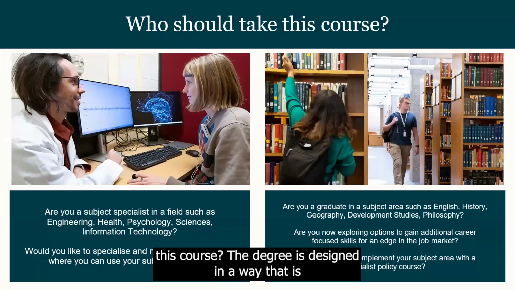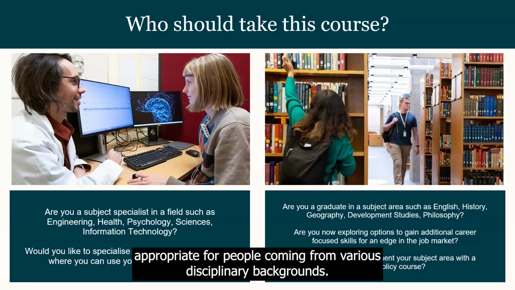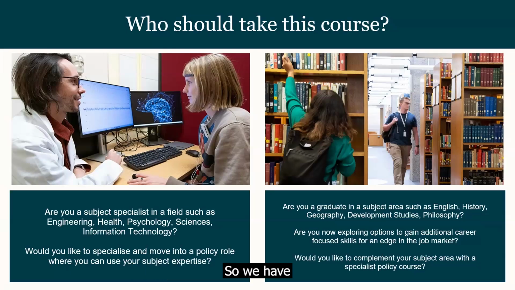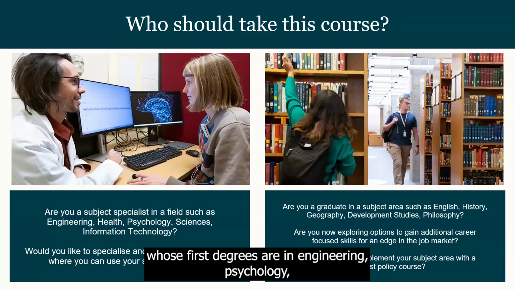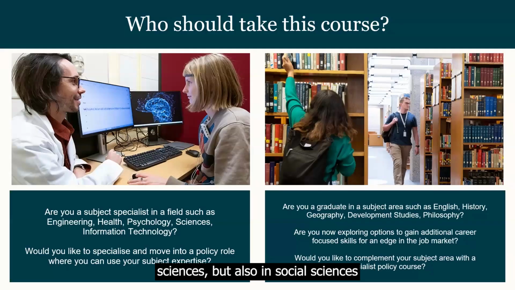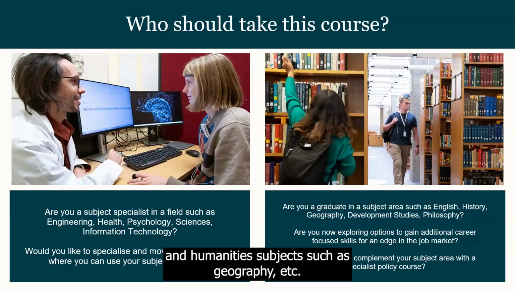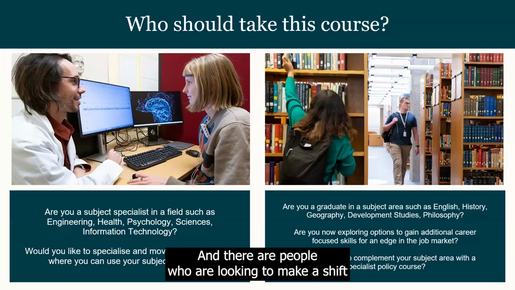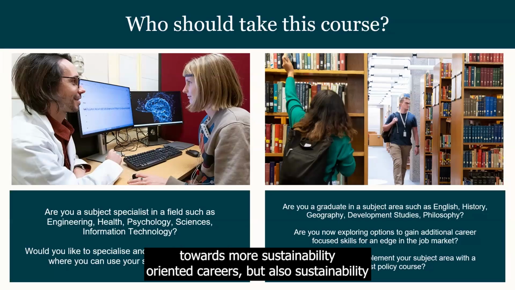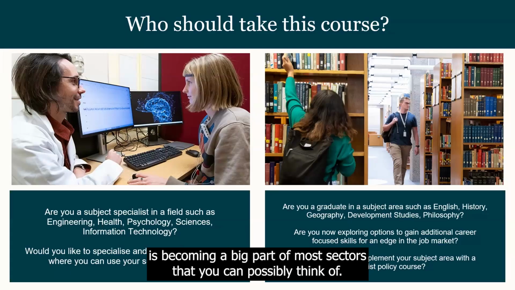So who should take this course? The degree is designed in a way that is appropriate for people coming from various disciplinary backgrounds, right? So we have people in the course whose first degrees are in engineering, psychology, sciences, but also in social sciences and humanities subjects such as English, history, geography, etc. And there are people who are looking to make a shift towards more sustainability-oriented careers, but also sustainability is becoming a big part of most sectors that you can possibly think of.